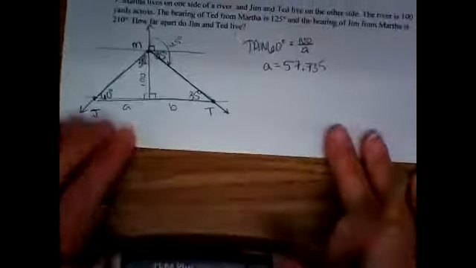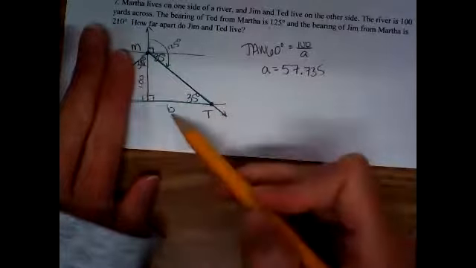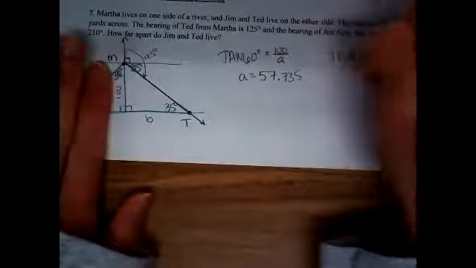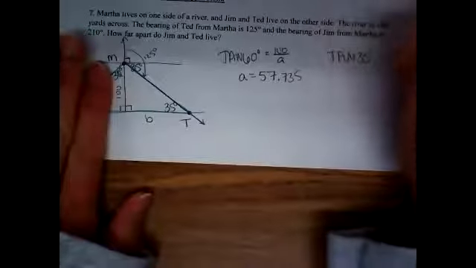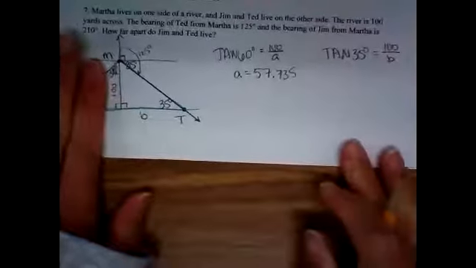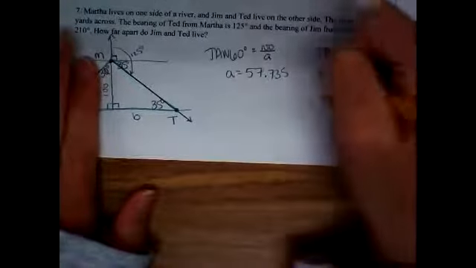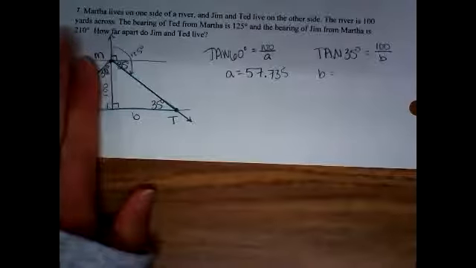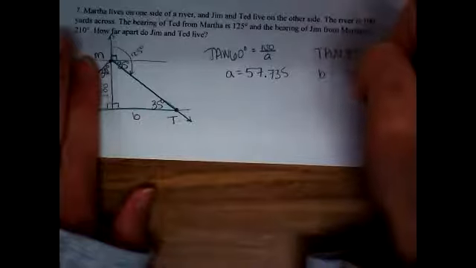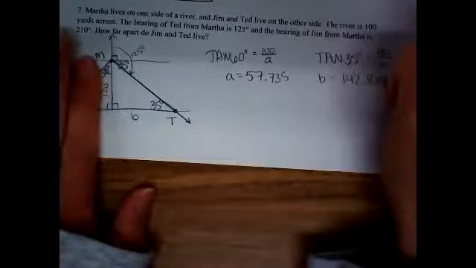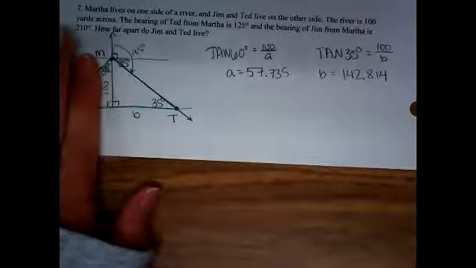Now we're going to do the exact same thing with this triangle over here. 100 is the opposite, B is the adjacent. So again, tangent of this time 35 degrees equals 100 over B. So type that in and get B for me. I got 142 and a little bit. Yes, okay, store that as B, store alpha B, enter.